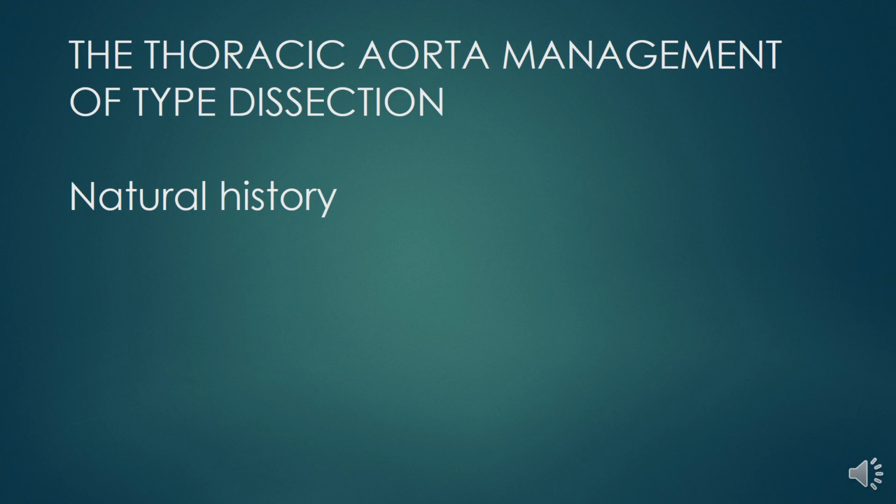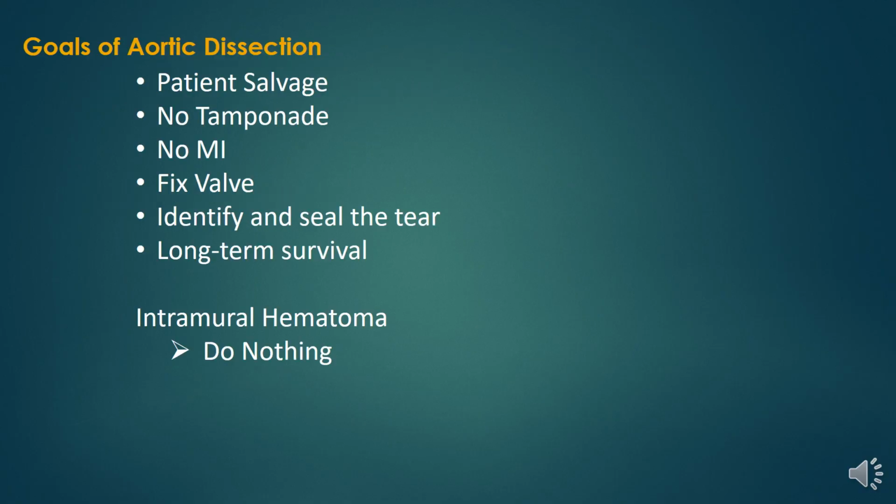30% of the patients die immediately, 50% die within 48 hours, and operative mortality is 20 to 30%. So the goals of surgery in aortic dissection are patient salvage, no tamponade, no MI, fix the valve, identify and seal the tears, and long-term survival. And for intramural hematoma, we have to do nothing.